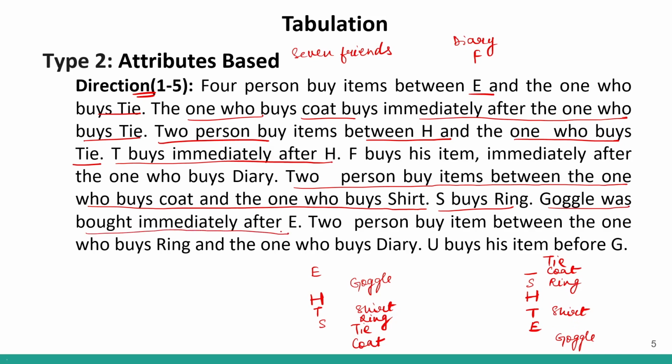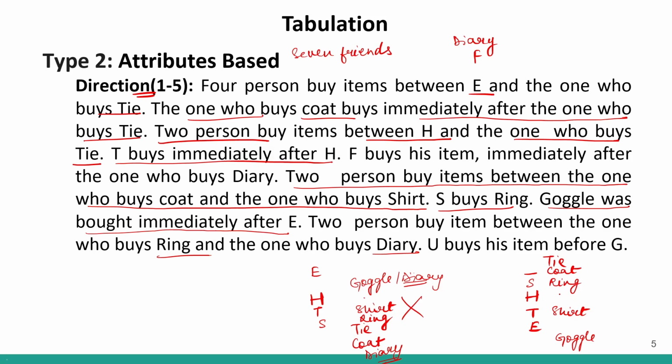Now, this information is also used. Goggle was bought immediately after E. 2 persons buy items between the one who buys ring and the one who buys diary. So between ring and diary, we have 2 people. So over here, ring is over here. Correct? If I take 2 people, 1, 2, then at the place of goggle, we should have diary. Or if I go below, 1, 2, after coat, we should have diary. Correct? But in both the cases, it is not possible. Because if I place it over here, goggle is already here. And if I place it over here, we are exceeding the number of people. We only have 7 people. So this is not the correct possibility.